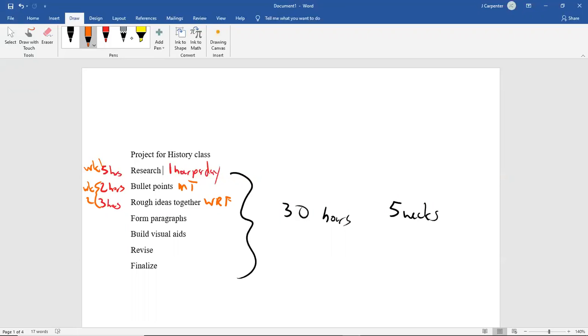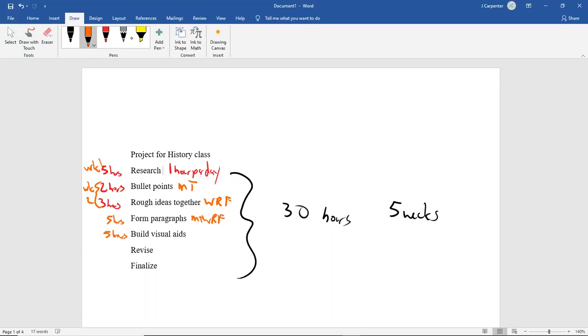Then forming your paragraphs, that's going to definitely take some time. That's probably going to be another 5 hours. And so you could do that Monday, Tuesday, Wednesday, Thursday, Friday, 1 hour each. Building our visual aids, again, maybe that's going to take us 5 hours, maybe. It just depends on how detailed you're going to be. Are you going to make some nice, wonderful three-dimensional diagram, or are you just making a poster board?